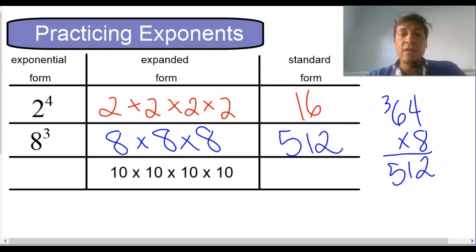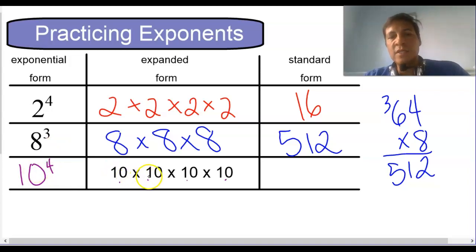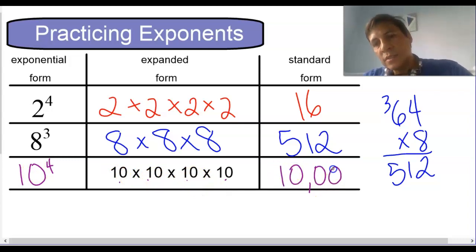And then finally, I've got a number in expanded form, and I want to write it in exponential form. So 10 times 10 times 10 times 10, what is that going to be in exponential form? Well, how many 10s am I using? I'm using 1, 2, 3, 4. 10, the number I'm using as a factor, is my base. And however many times I use it, 4 is my exponent. 10 to the fourth is 10 times 10, which is 100. 100 times 10 is 1,000. 1,000 times 10, 10,000.